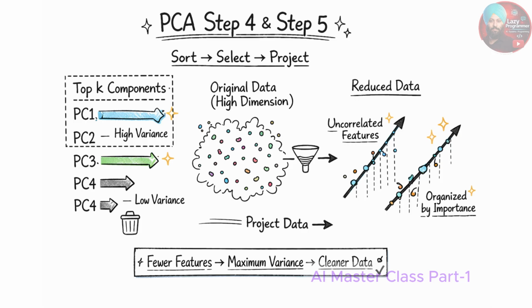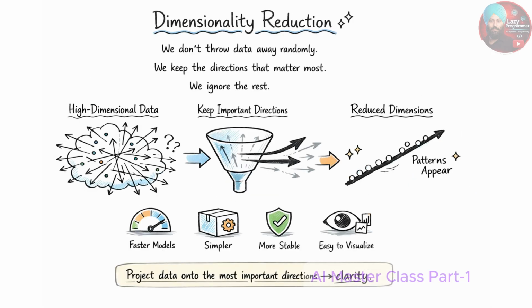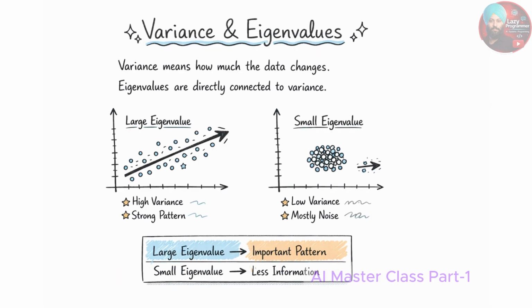So, this is how dimensionality reduction works. In this, we are not throwing away the data randomly. We are keeping the directions that matter the most and ignoring the rest. This makes the model faster, simpler, and often more stable. High dimensional data can be hard to understand, but once you project it onto the most important directions, patterns become visible. Another important intuition here is data variance.